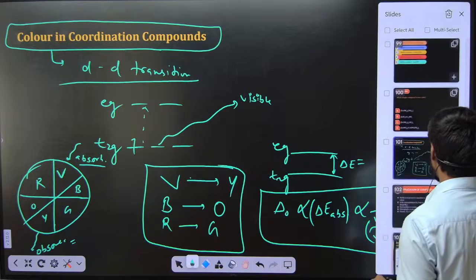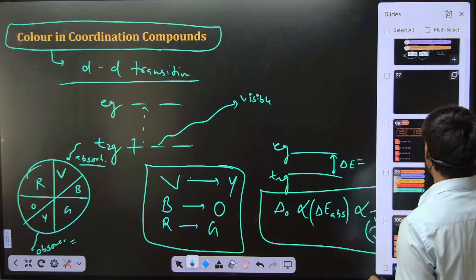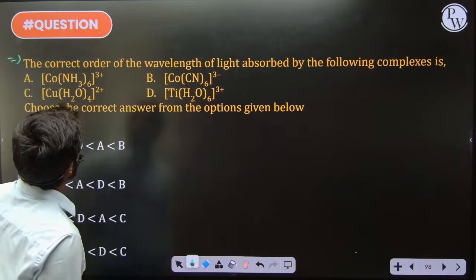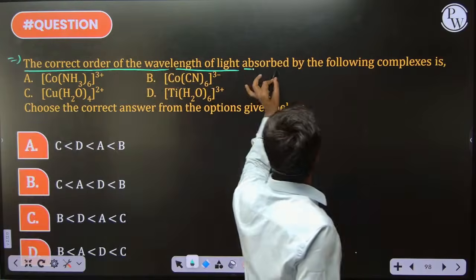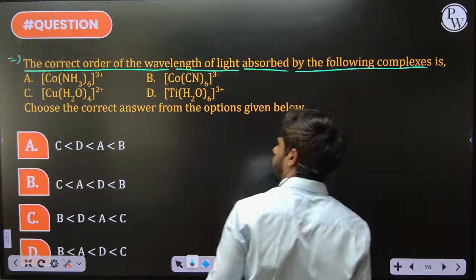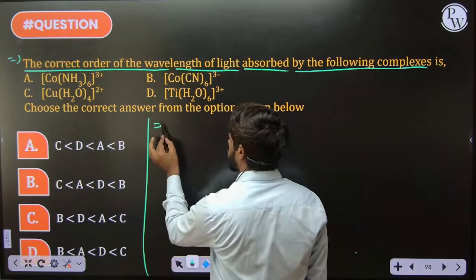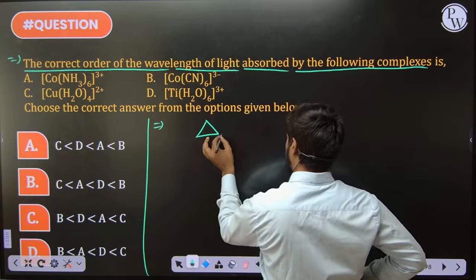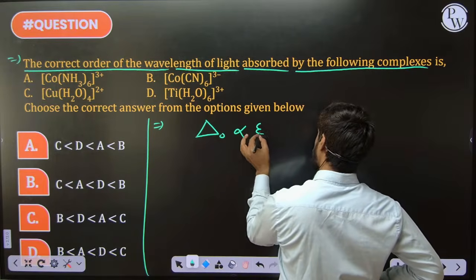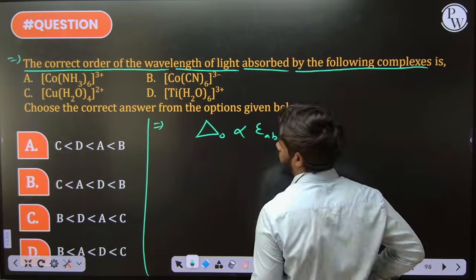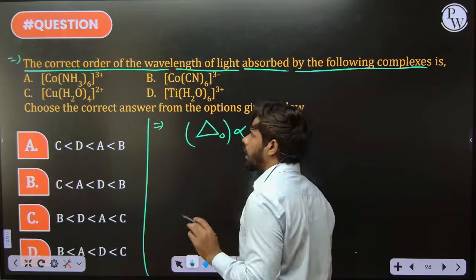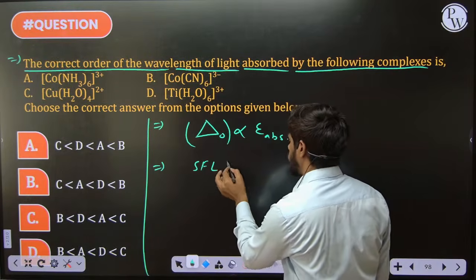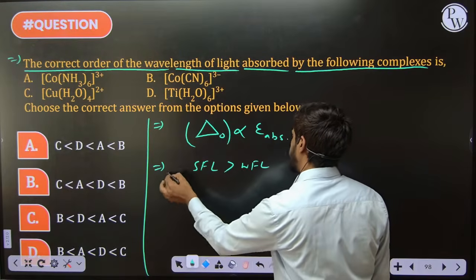Now we can check this with a question. The correct order of the wavelength of light absorbed by the following complexes: we can check the order of absorbed wavelength. It is decided by delta O, since delta O is directly proportional to the energy absorbed. And delta O is more for a strong field ligand than for a weak field ligand.